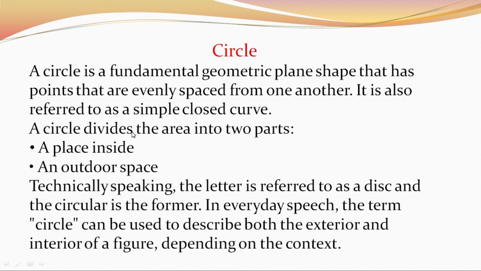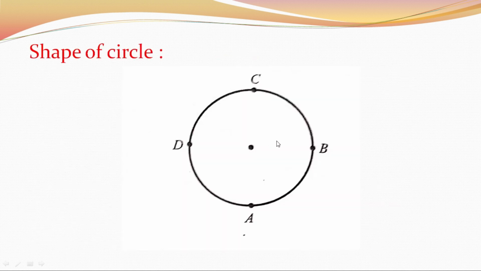A circle divides the area into two parts, a place inside and outside. I will show a sample shape after this. Technically speaking, the latter is referred to as a disk and the former is the circular. In everyday speech, the term circle can be used to describe both the exterior and interior of a figure, depending on the context. This is the shape of a circle.